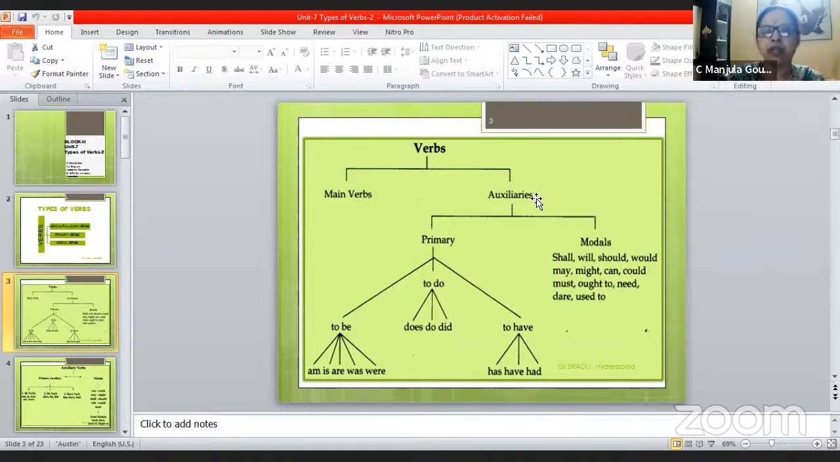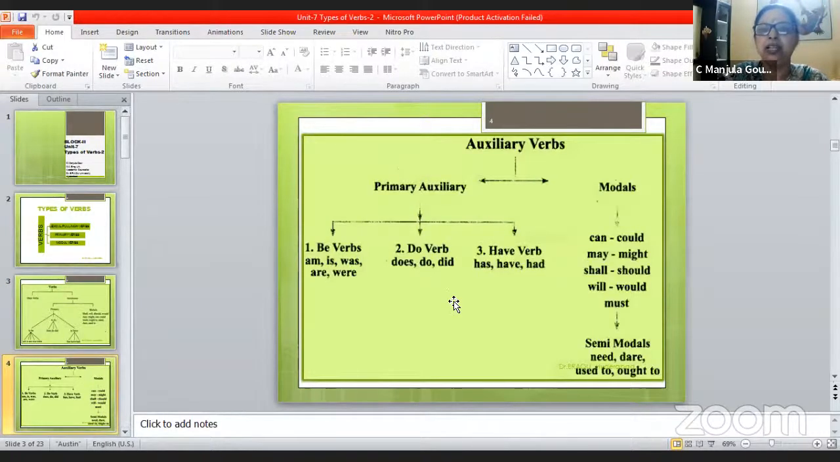So when we speak about the primary verbs, we mainly will be dealing with the 3 words that are the forms of these words: be, do, and have. So when it comes to be, these are the forms that we use when we write or when we speak. Am, is, are, was, and were. And do, does, do, did. And when it comes to have, has, have, had. Now, when we look at the modals, I'll come in detail with that. Let us now move on to the next.